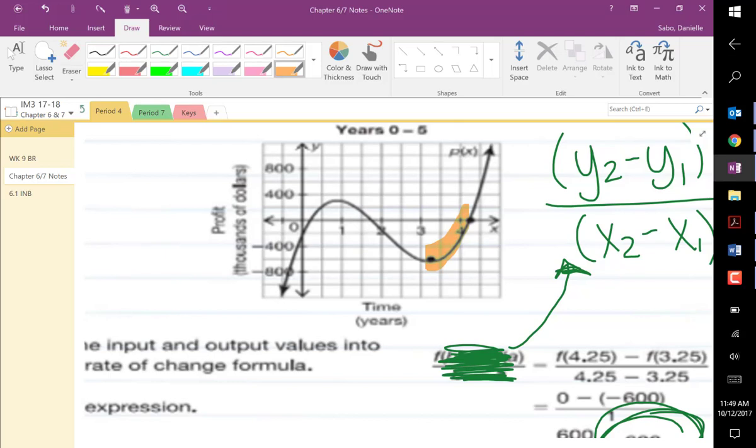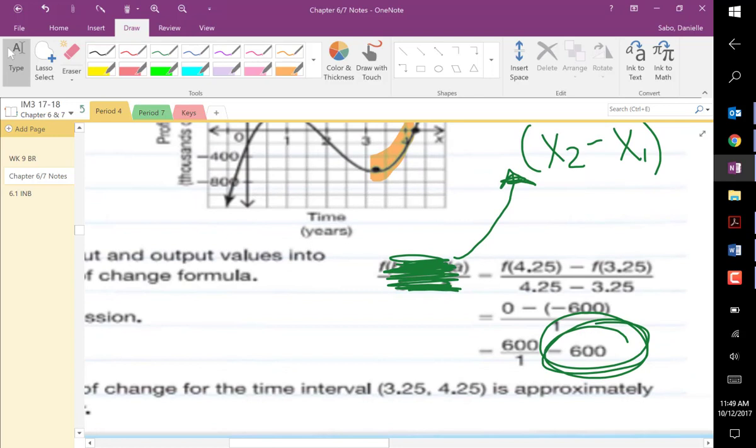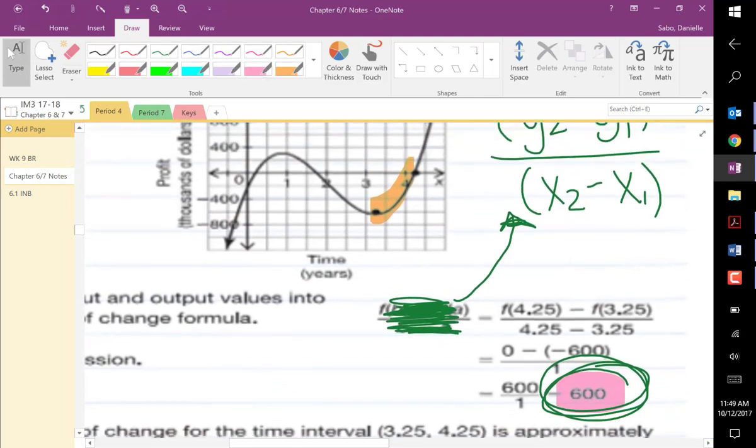Think about it. I'm going up. I'm increasing. What kind of answer do you get? Yes. Got it. Okay. You get a positive answer. So look, here in pink, this is 600. If you get a positive number, you should be increasing. This is a great way for you to know if you got it right on the test.